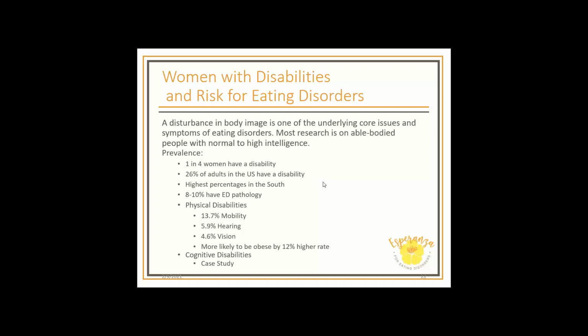Now, one of the things they're looking at in all of these studies is mostly the obesity rate, and people with physical disabilities are more likely to be overweight or obese, by a 12% higher rate than the regular country. And that is because of the limitations on movement. And cognitive disabilities, I'll talk about in a case study in a moment.